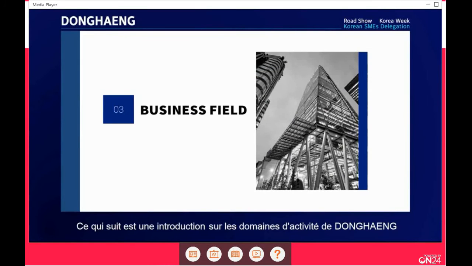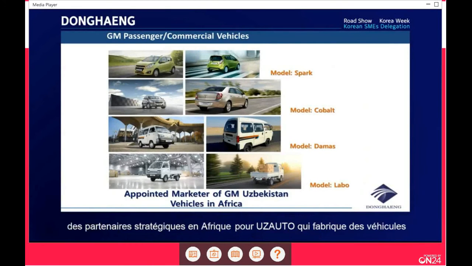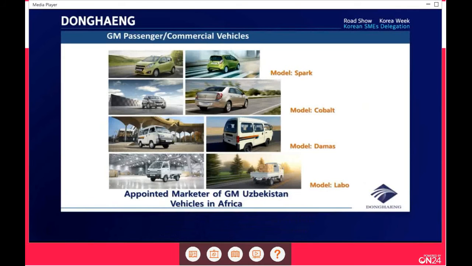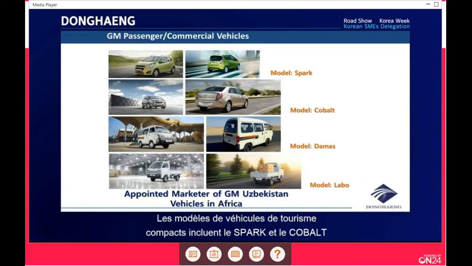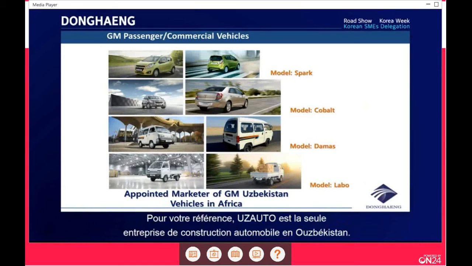Next, we are going to introduce DONGHAENG's major business fields. DONGHAENG is completely in charge of sales in Africa for Uz Auto that manufactures compact passenger vehicles and commercial vehicles that use 800cc gasoline engines. It is also searching for strategic partners in different countries. Compact passenger vehicle models include the Spark and Cobalt, and compact commercial vehicle models are Thomas and Labo. For your reference, Uz Auto is the only automobile manufacturing company in Uzbekistan.